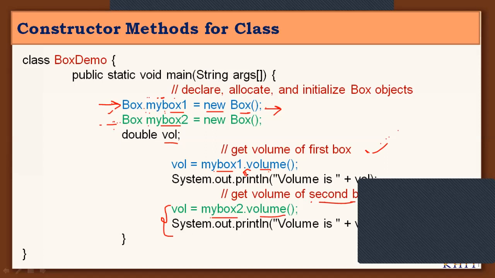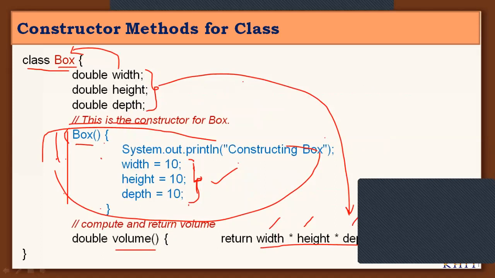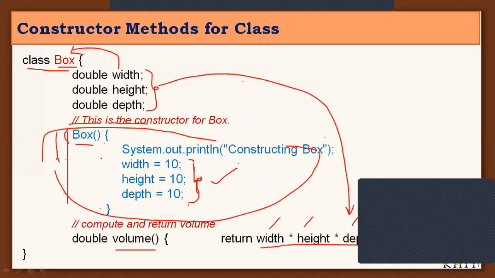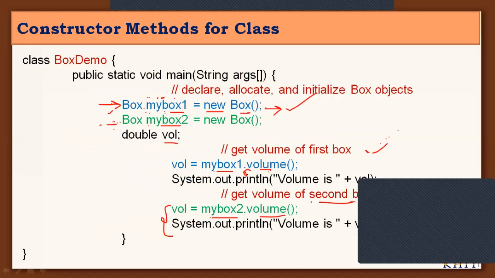This is the example to better understand the constructor method for a class. I hope you can understand what a constructor is, how it can be created for a class, and how it is called. When we create the object in this first step, this constructor is automatically called and these values are initialized for the variables of the class for the object mybox1.